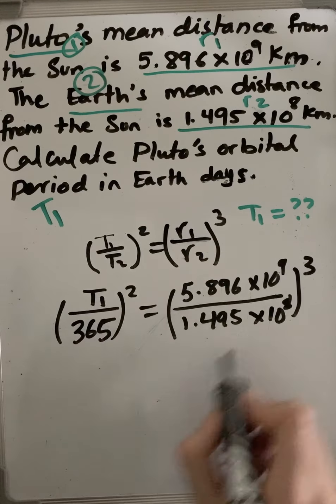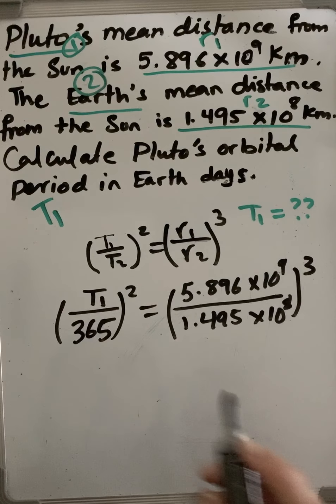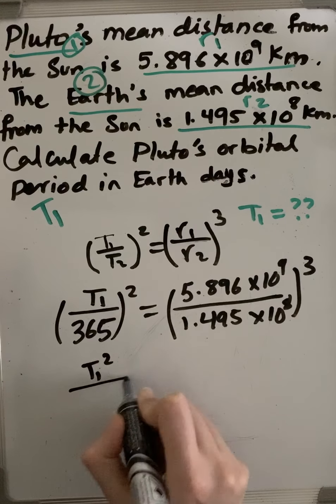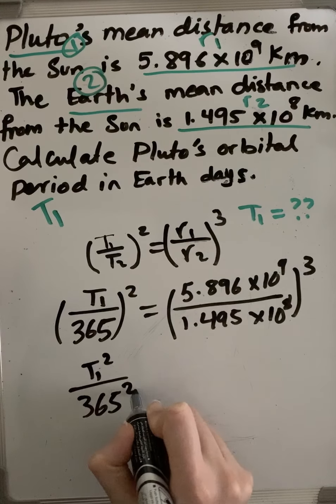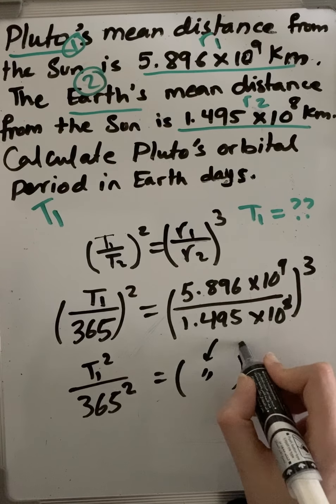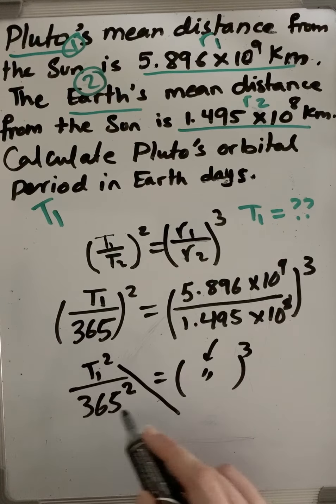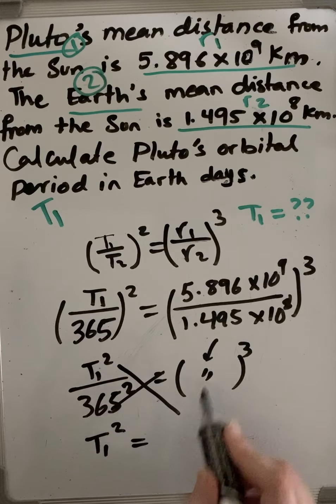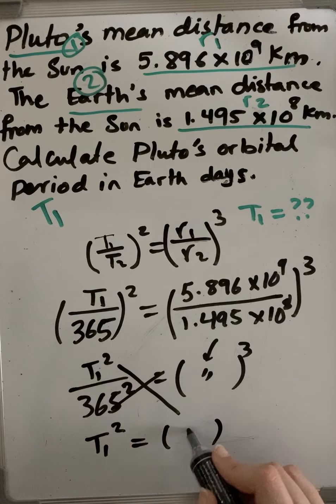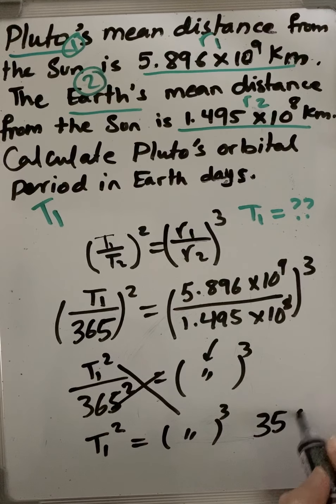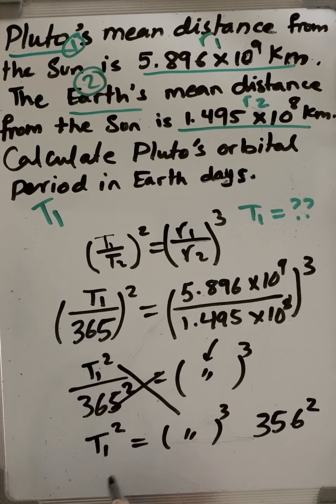Here the easiest way to solve this normal mathematical equation is that you distribute here: T1 squared divided by 365 squared equals this number, the same between brackets, cubed. Then you do cross multiplication. So T1 squared is equal to the same fraction cubed multiplied by 365 squared. Then you will take the square root of the two sides.